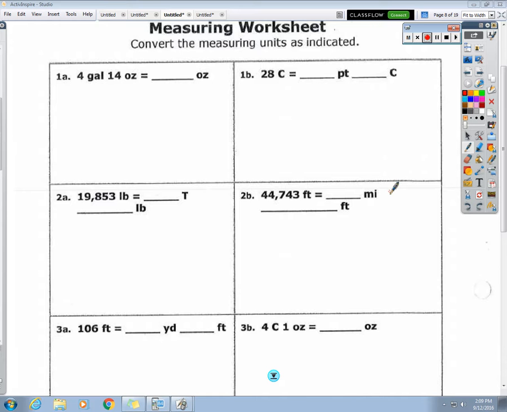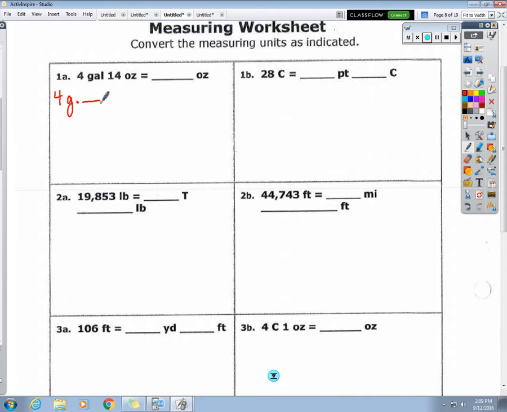Today we are going to continue converting, but this one is a little more difficult, but not much, because this time you have 4 gallons and 14 ounces, and they want to know how many total ounces would be in that. Well, the first thing that you need to worry about is converting the 4 gallons over to ounces. Okay, so you make a conversion chain.